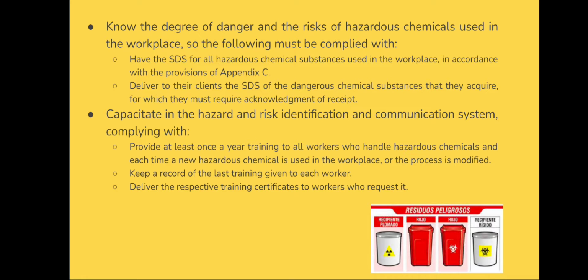Then we have others, which are to train in the hazard and risk identification and communication system, complying with the following: provide at least once a year training to all workers who handle hazardous chemicals, and each time a new hazardous chemical is used in the workplace or the process is modified. Keep a record of the last training given to each worker. And finally, deliver the respective training certificates to workers who request it.